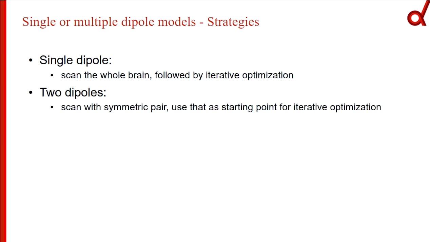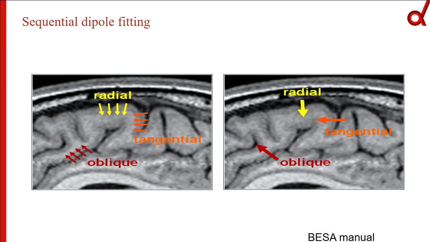For 2 dipoles, there's one way: you can just say, let's assume we have a symmetric pair, then you scan half the brain, and then take the other one and do it again. If you have 2 or more, you can also do a sequential dipole fitting. What is that? I will show you now.